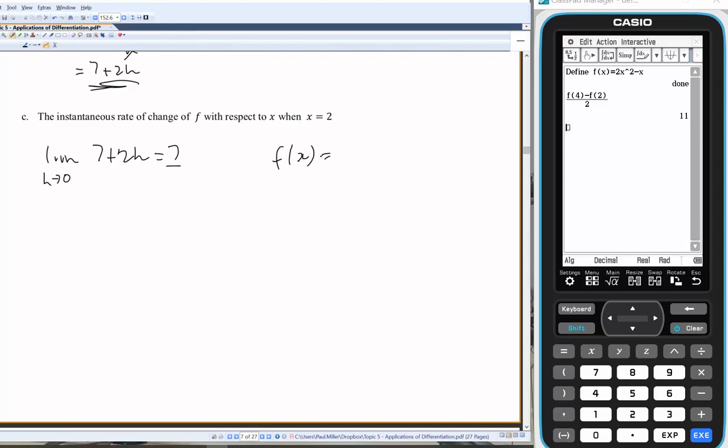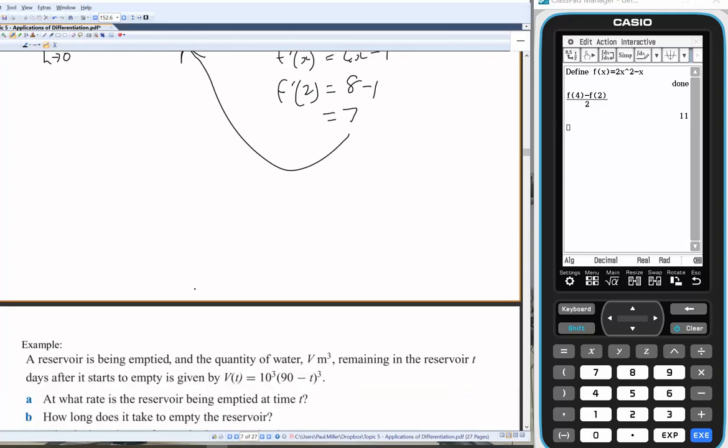So f of x equals 2x squared take x, f dash x equals 4x take 1, f dash 2, so the instantaneous rate of change at 2 is going to be 8 take 1, which is going to be 7, just like that.